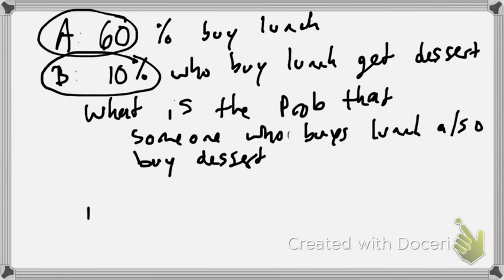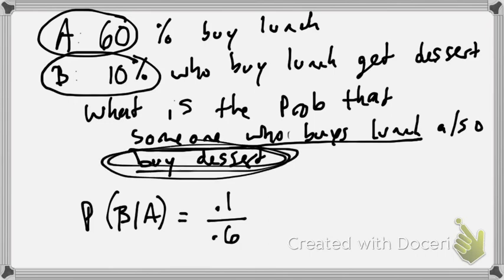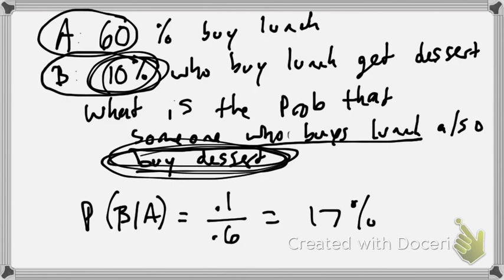So it's going to be the probability of B given A, which is going to be 0.1 over 0.6. I want them to buy lunch. That's what I want. That's what they're going to do. The total number of people comes out of buying lunch, but I also want them to buy dessert. So this is what I want. I want them to buy dessert. 10% is what happens when they buy dessert. And then someone who buys lunch is 60%. Again, that is 17%. Okay?